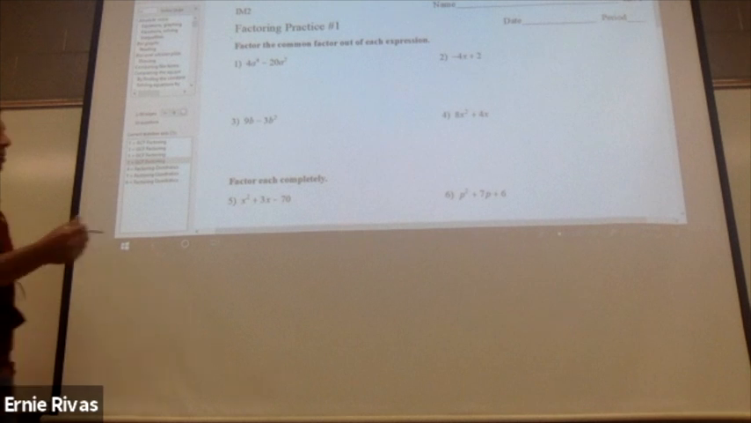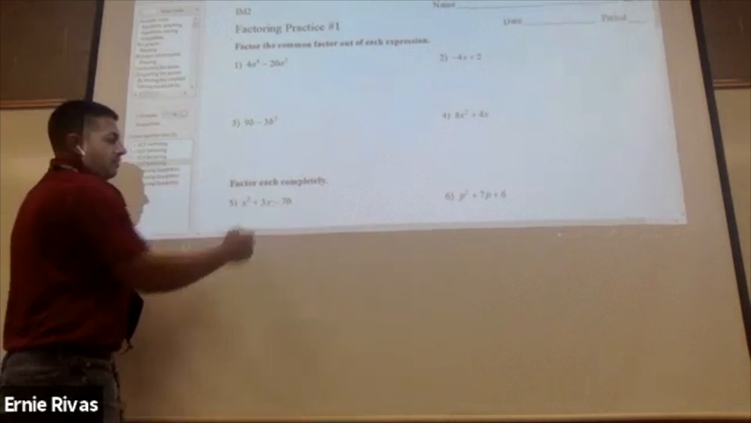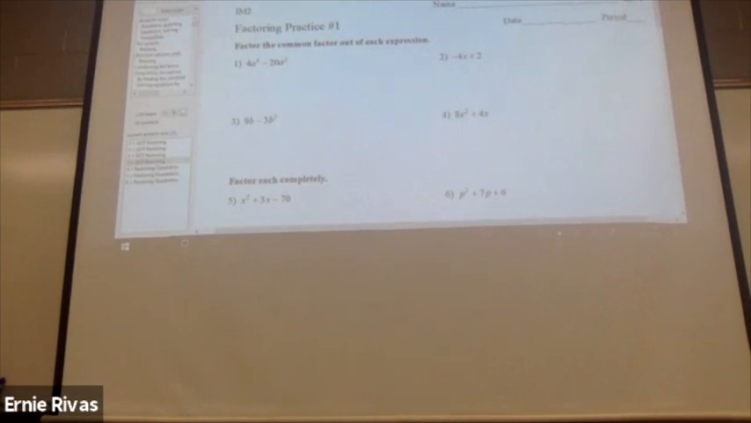Because not all factoring is just done into 2 binomials. Okay, so what is the greatest common factor between 4 and -20? 4. So we know we have that greatest common factor.